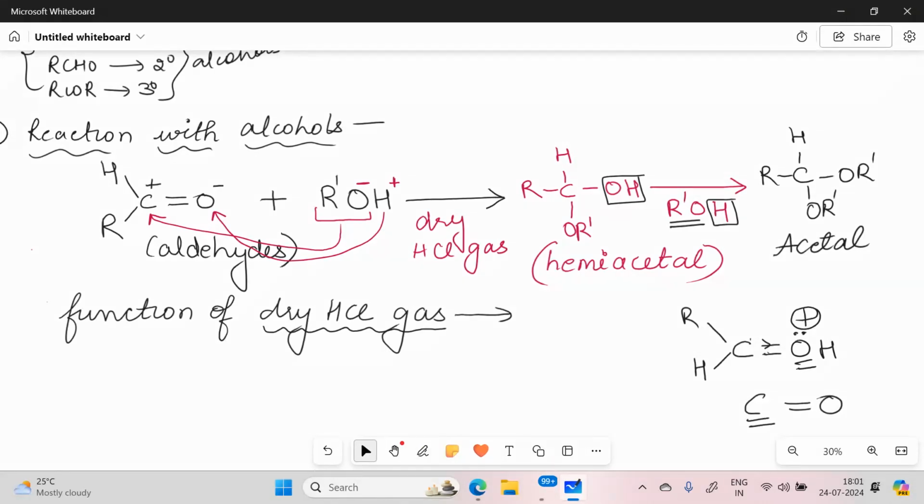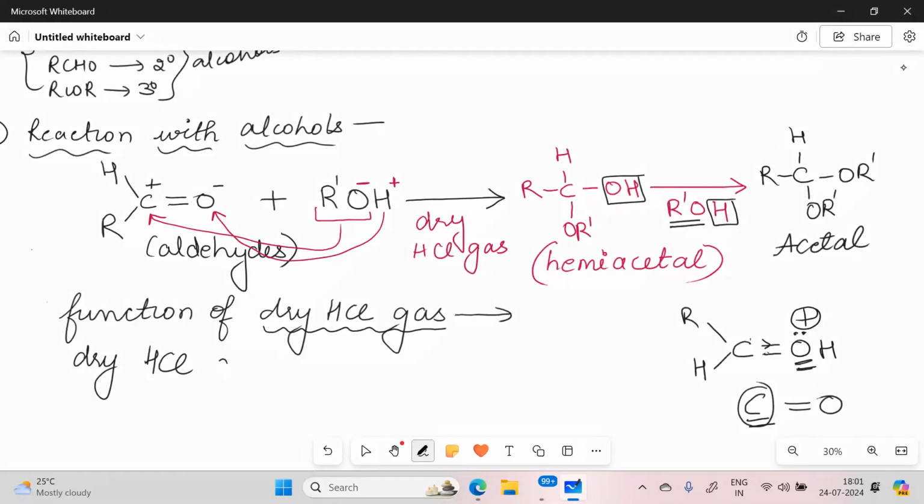Carbon becomes deficient. And if carbon is deficient, it becomes easy for the nucleophile to attack, because a nucleophile can attack easily at the deficient sites. So I will repeat this point. Dry HCl gas protonates the carbonyl oxygen, which increases the electrophilicity of carbon. Electrophilicity means positive charge on carbon. If positive charge on carbon is increased, then it becomes easier for the nucleophile to attack. Clear?